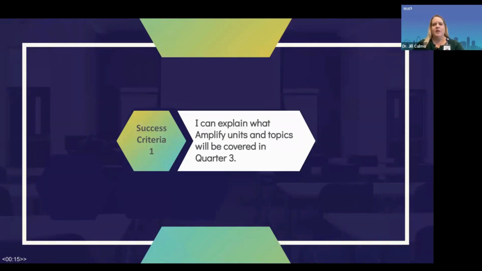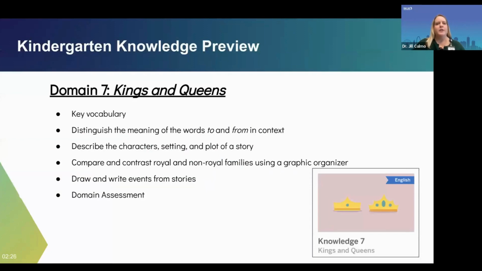And let's get started. We are now going to preview the knowledge units that will be covered in quarter 3 in kindergarten. They start with Domain 7, Kings and Queens. In this domain, students listen to fiction and nonfiction read aloud texts about kings and queens and royal families in order to understand the responsibilities, lifestyle, and customs associated with royalty throughout history.